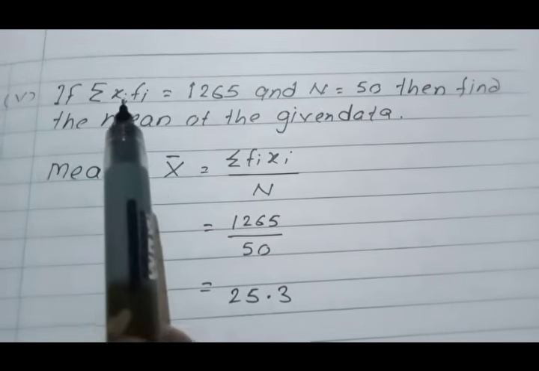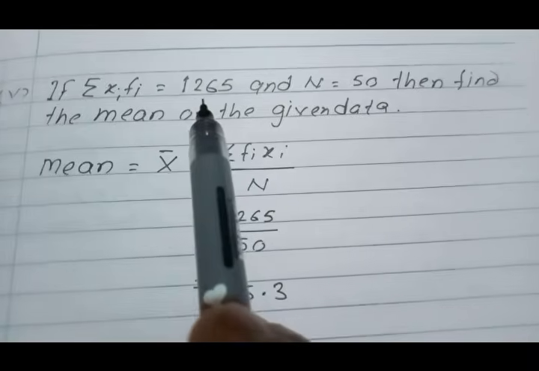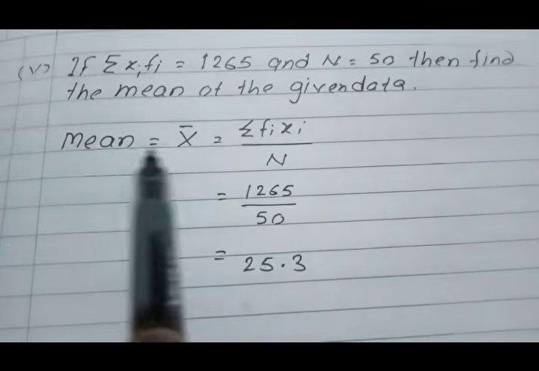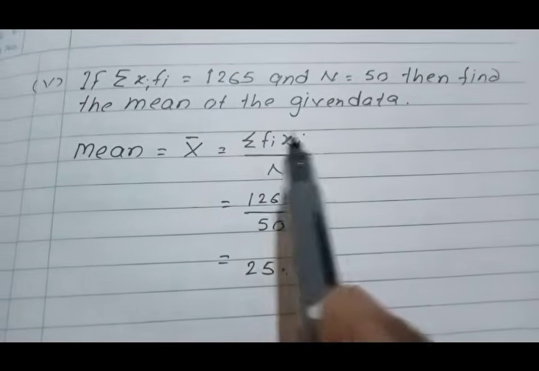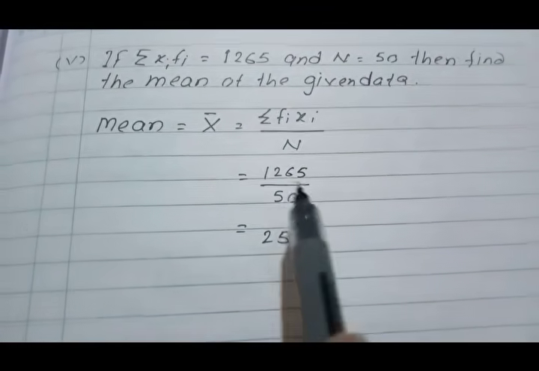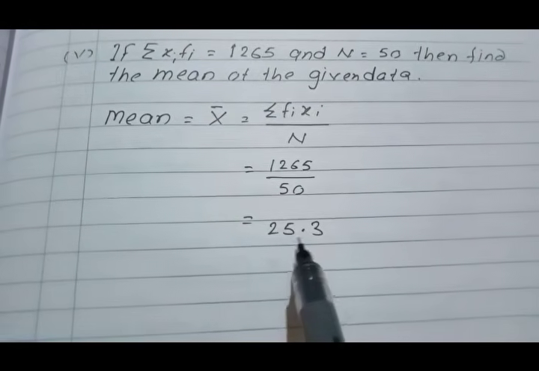Number 5. If sigma fi xi equal to 1265 and n equal to 50, then find the mean of the given data. Mean x bar equal to sigma fi xi upon n, 1265 upon 50. So division, 25.3.